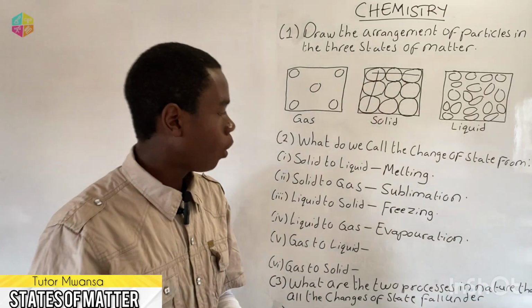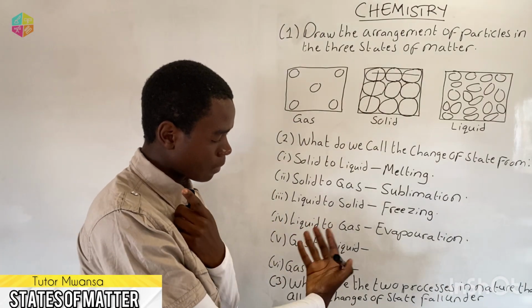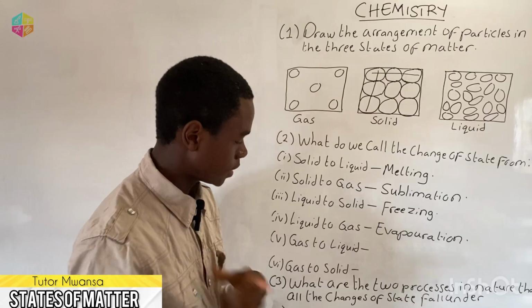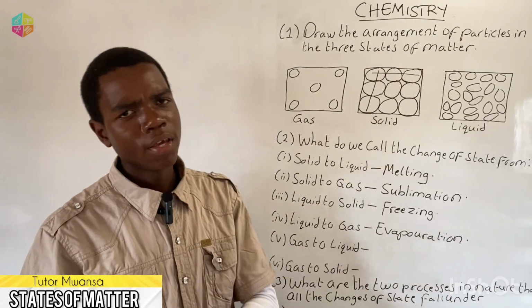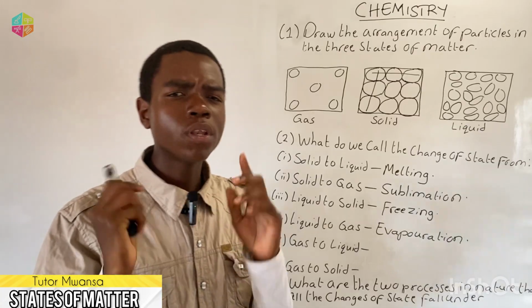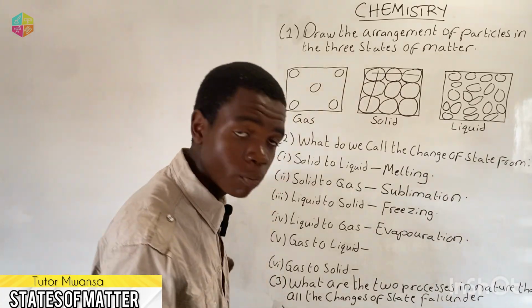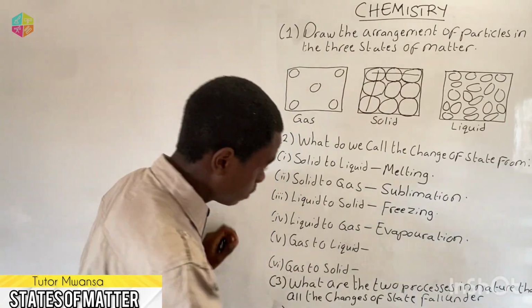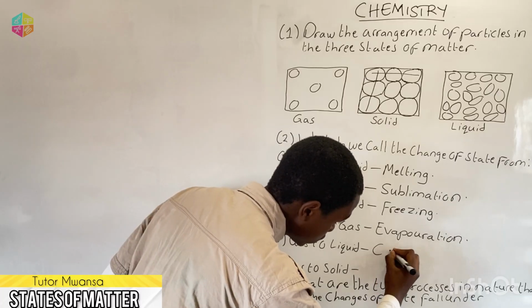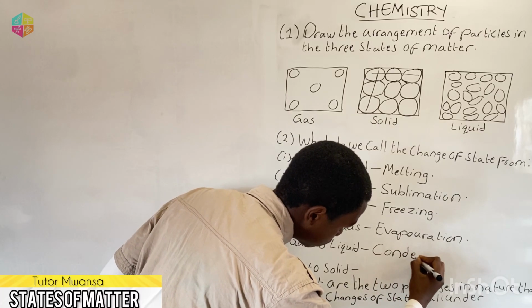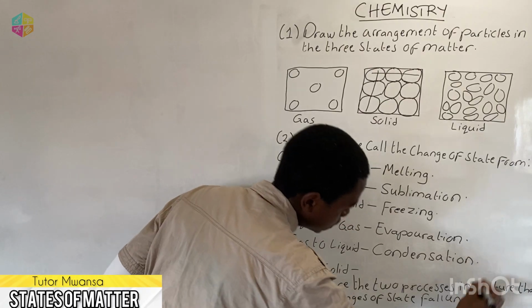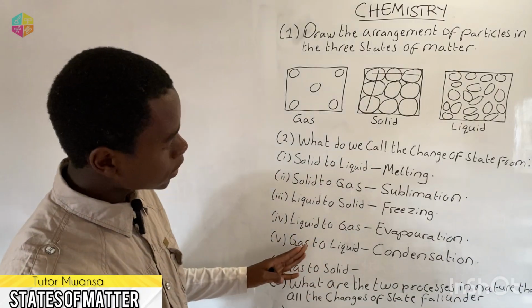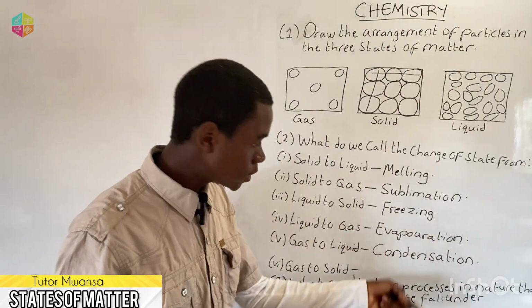Okay, so what do we call the change of state from gas state to liquid state? Changing from a gas, turning into a liquid. That process is called condensation. Many people have problems pronouncing this word, but it's simple. It's condensation. All right. So changing from gas state to liquid state is by which process?